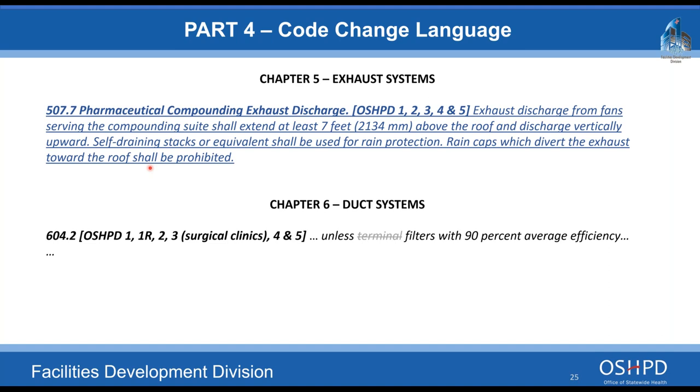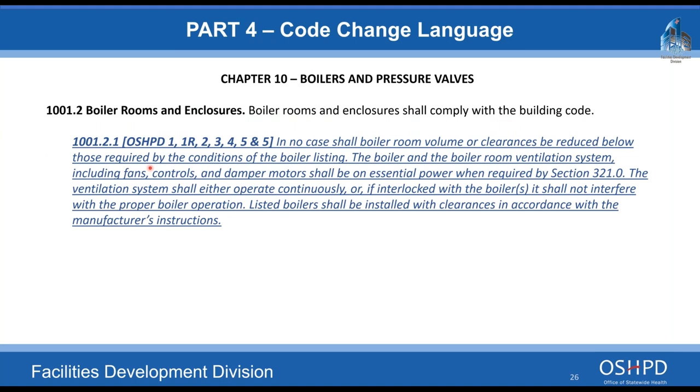Okay, we will go to, let's see, duct systems. Yeah, this is fine. We just have a clarification. The language is 604.2. We'll go to the next slide, please. Okay, here's where we readdress the installation of boilers question that we took out earlier. I think it was in chapter 3, and lined out that language for OSHPD that was confusing.